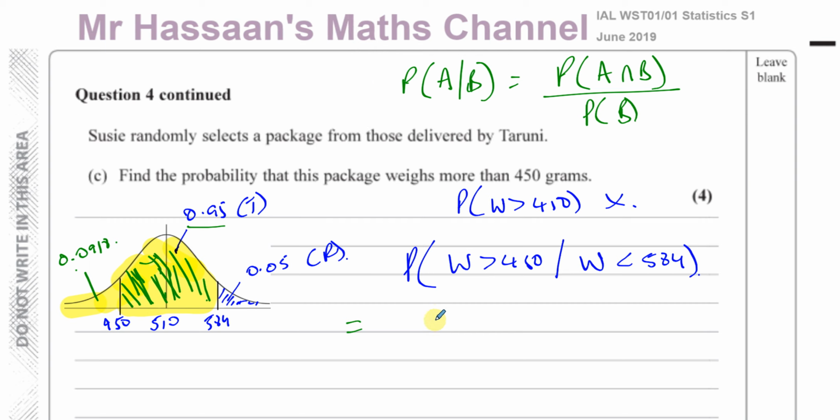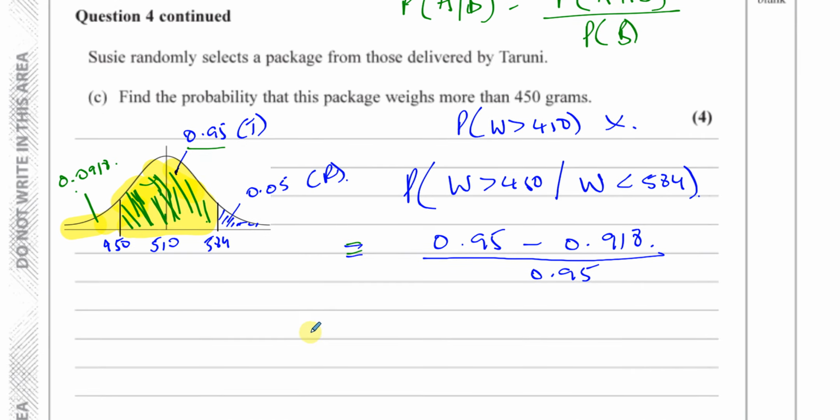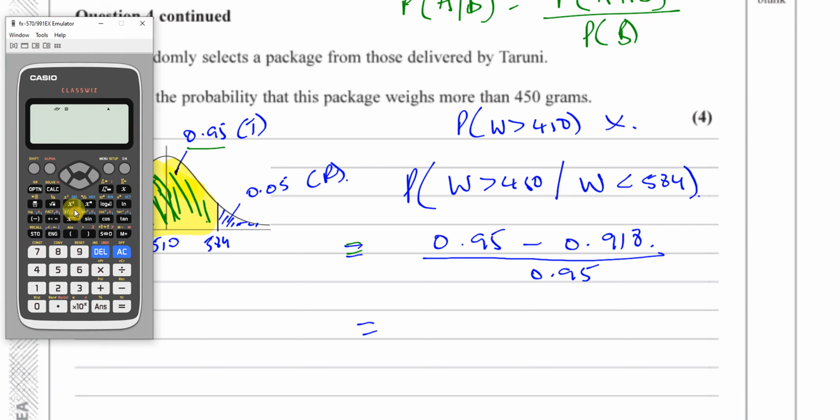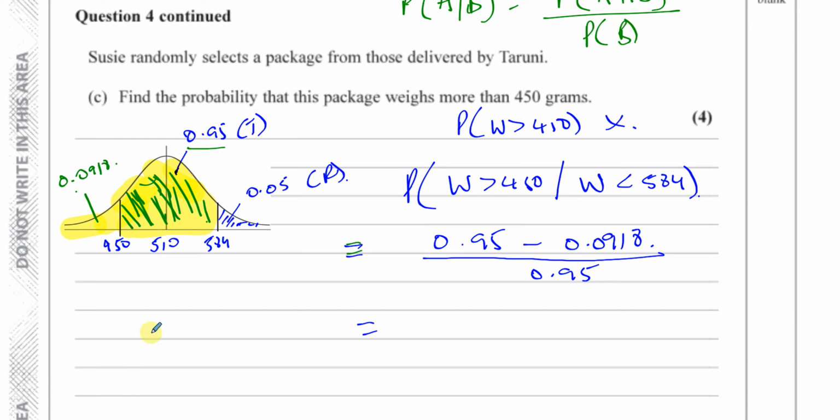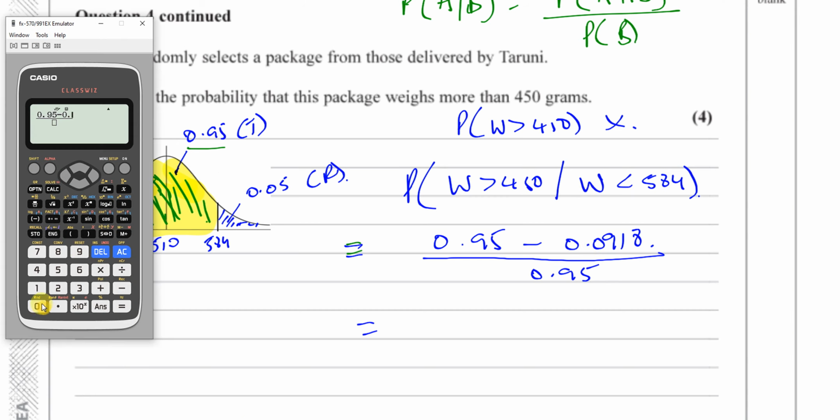So what we can do is say that that shaded area is 0.95 minus 0.0918, and I've got to divide that by the probability of this whole region here, which is 0.95, and that will give me my answer. So the answer is going to be given by 0.95 minus 0.0918, divided by 0.95.